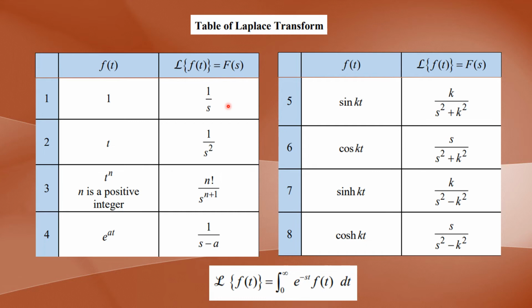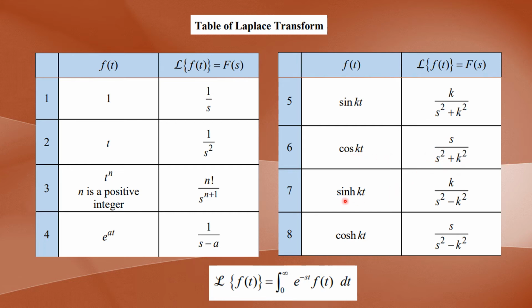So after evaluating the Laplace transform of the other functions using the definition of the Laplace transform, we get the following results. Laplace transform of t is equals to 1 over s squared. Transform of t to the power of n, where n is a positive integer, is given by n factorial divided by s to the power of n plus 1. Transform of sine kt, where k is a constant, is given by k divided by s squared plus k squared. Laplace transform of cos kt is equals to s over s squared plus k squared.